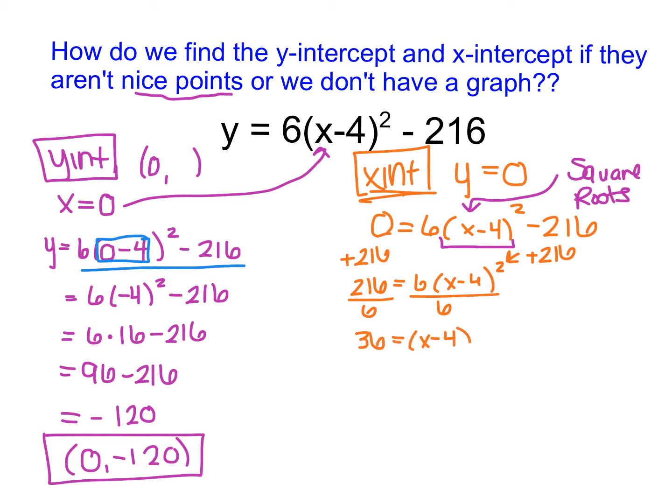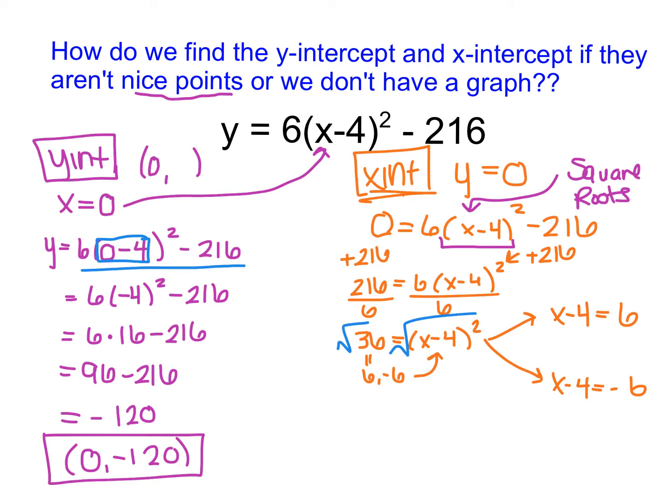Now to undo that squared, I can use the square root strategy, so I can square root both sides. But what I need to keep in mind is that there are two numbers that when squared give me 36. So when I square root 36, I end up with 6. So what I know is that there are two options. There's x minus 4 could equal a positive 6, or x minus 4 could equal a negative 6. Because remember, 6 or negative 6 when squared give me 36. So either one of those situations would make this equation true.